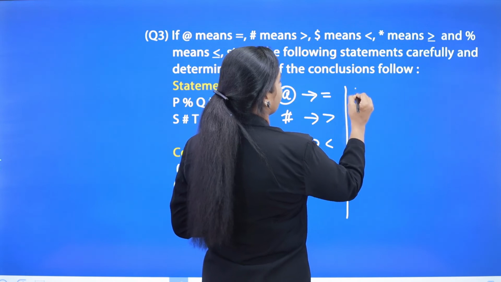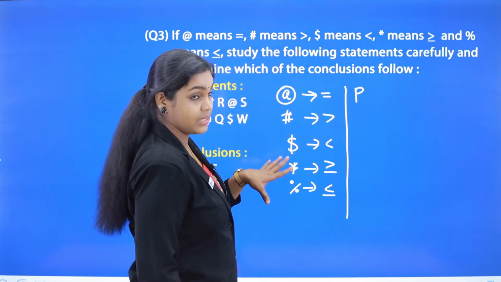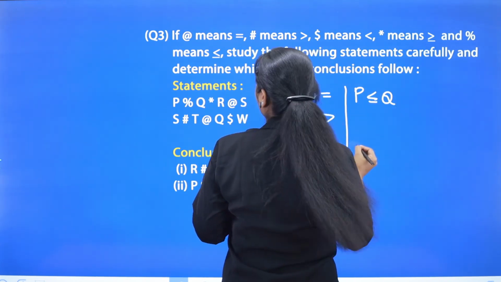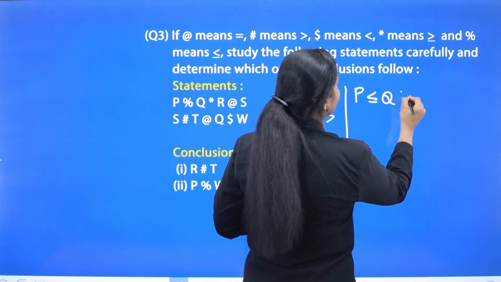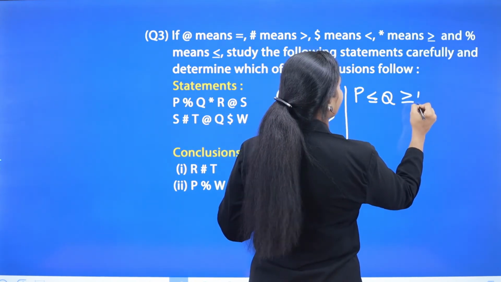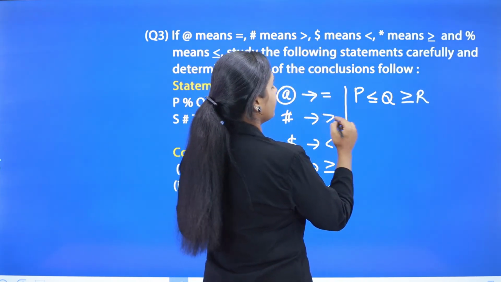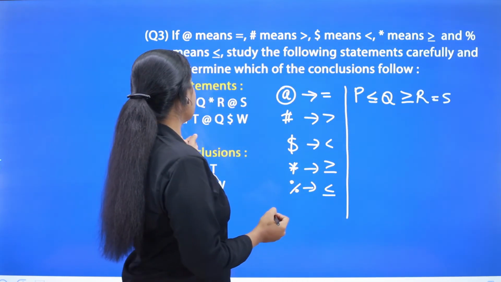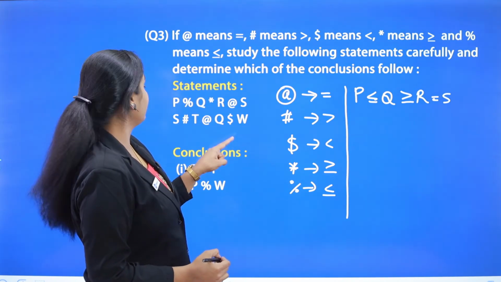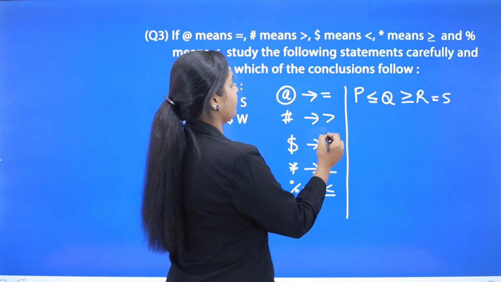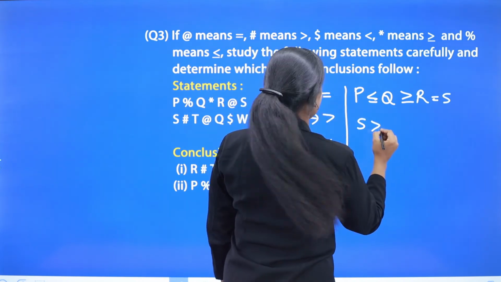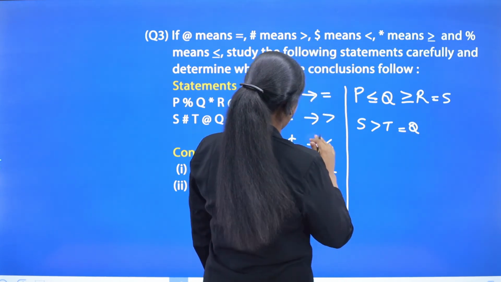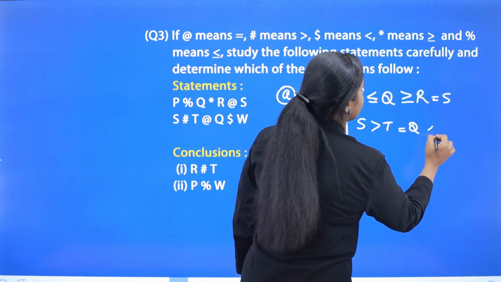P mod Q is given. P mod, percentage, it is represented as less than or equal to. So P less than or equal to Q, then star, star means greater than or equal to R, then at is given, at means equal to S. Now next statement, S hash T at Q dollar W. So hash means greater than. So S greater than T, at means equal, then Q dollar, dollar means less than W.